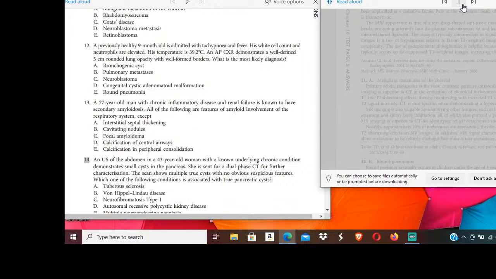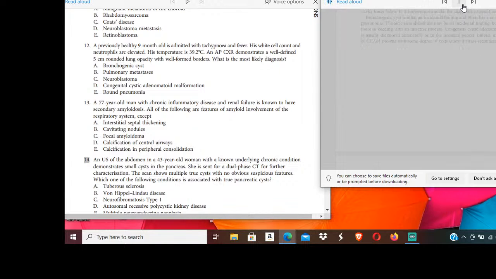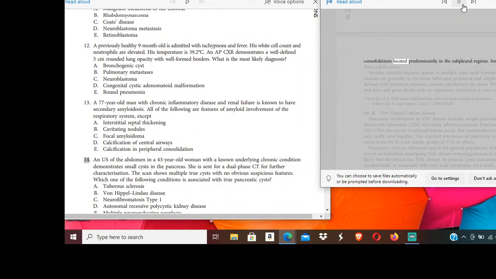Chapter 10. Test paper 5, answers. Consolidations located predominantly in the subpleural regions. Some nodules may show calcifications.